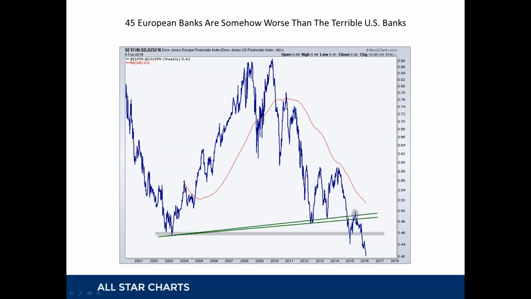And that really speaks volumes. Once we broke last year, we retested that key uptrend line that broke in the summer, and we want to be shorting any strength in this particular ratio and fully expect European financials to continue to underperform U.S. banks.